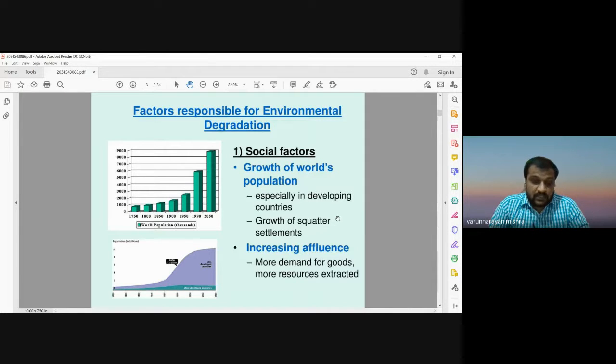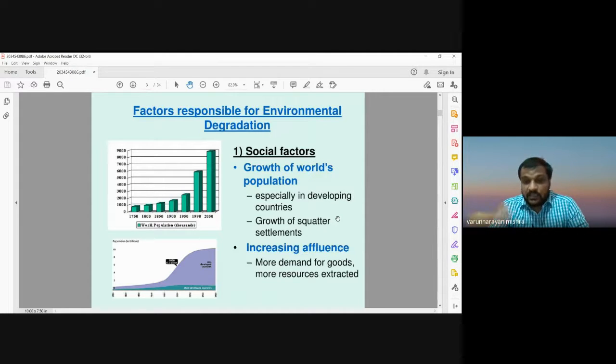First, there is the growth of the world population. As we know, the world population is growing day by day, especially in developing countries. Because of the rapid population growth, urbanization is very fast. The impervious surfaces are increasing day by day, which has a negative impact on the environment, so environmental quality is degrading. Also there is increasing affluence, like more demand for goods, so more resources are extracted. More population requires more goods and more resources, which is causing extra pressure on the natural resources.